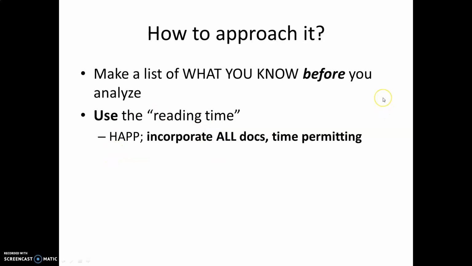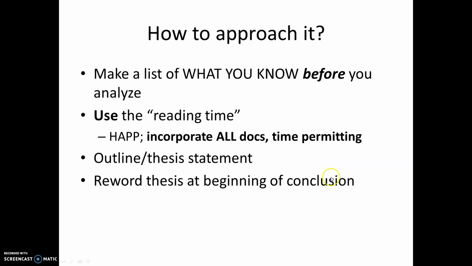Incorporate all of the documents, time permitting. Remember that it's okay to have the audience for all documents. You can use one HAP criterion, but it needs to be on point. You need 3, shoot for all of them. Quick outline, group the documents together, have that thesis statement. Reword your thesis at the beginning of the conclusion.